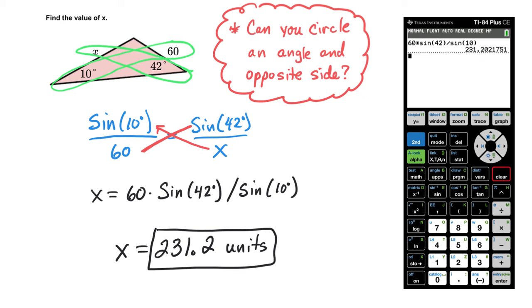231.2 units for the length of this side right here. That's basically it. So you're going to be using law of sines whenever you can take an angle and a side that are across from each other and circle them. If you can do that, you can do law of sines, and then use that with your other side that you're working with, and make your proportion, type in the calculator, and then solve.